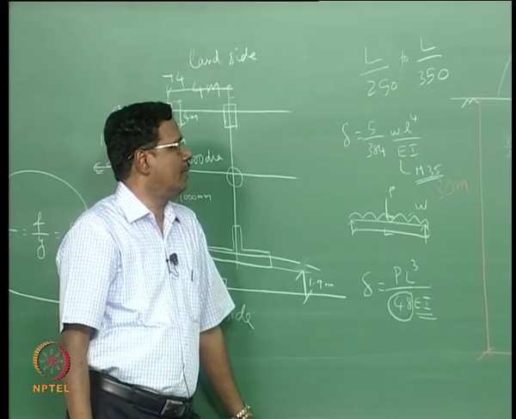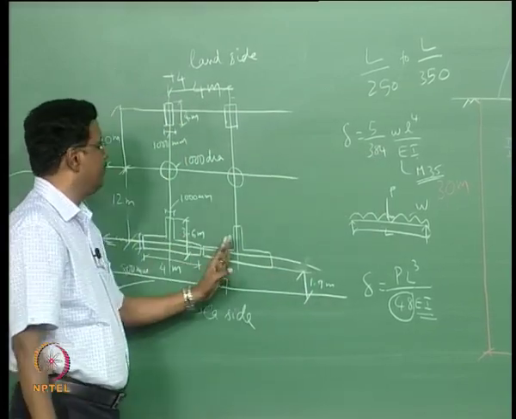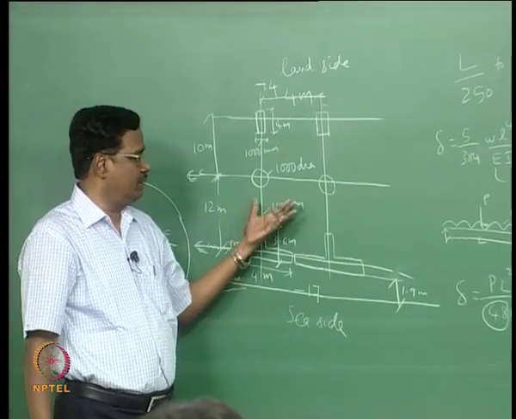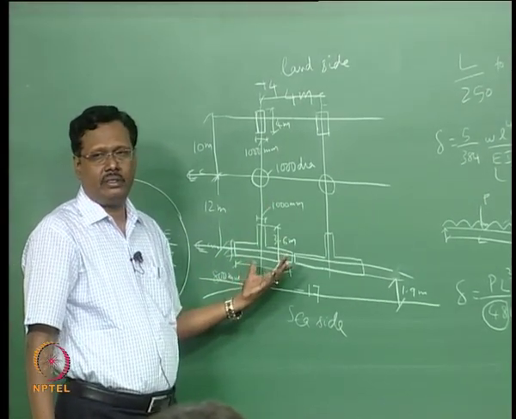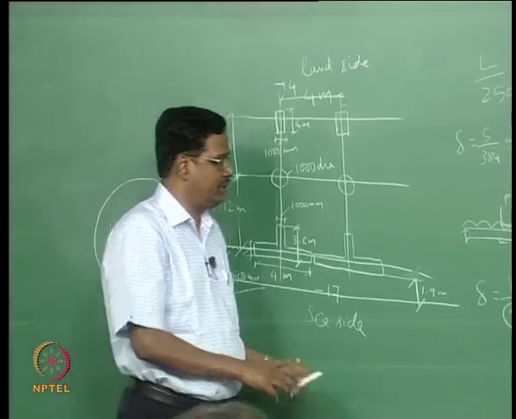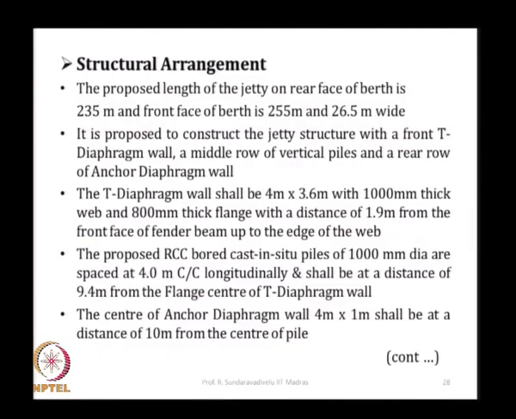Then load can be reduced. Suppose the span between this is 4 meter, suppose you reduce it to 3 meter, the earth pressure acting will be only for a distance of 3 meters, the load will be reduced. So, we have to see all these things and correspondingly carry out the analysis.